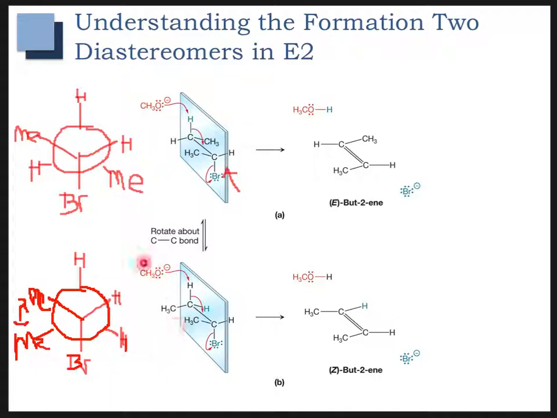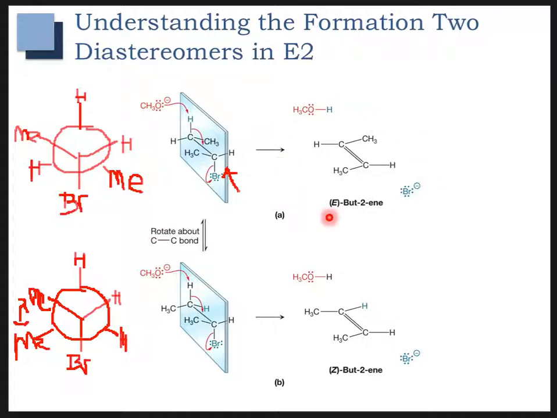So this Newman projection that we've drawn here is going to be higher energy, and so that is why the product here is going to be the minor product. This is the lowest energy Newman projection, and so this is going to be the favored product.